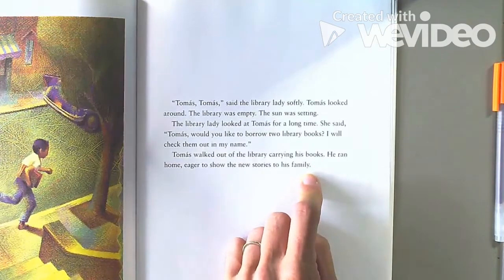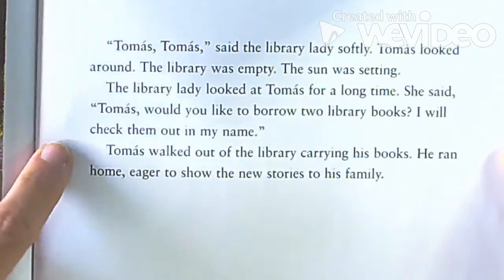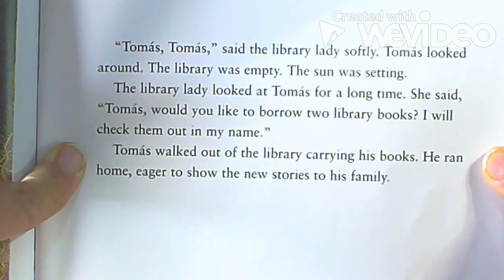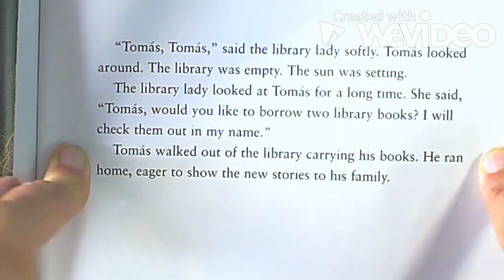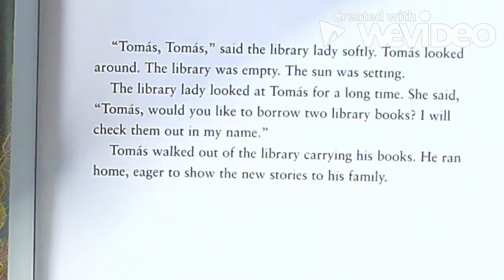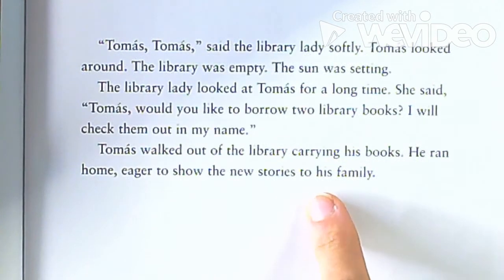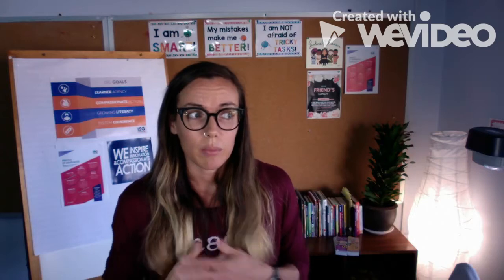Okay, so the part I want to point out is these last 2 lines. Tomas walked out of the library carrying his books. He ran home, eager to show the new stories to his family. Now, the author could have just said that Tomas went home, but she didn't. She used action details in order to bring this story to life. So that's what I want to do in my writing today.